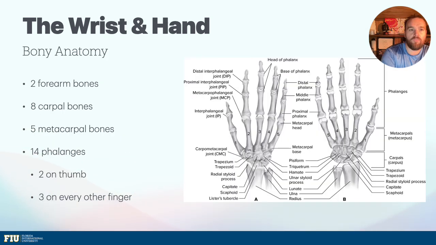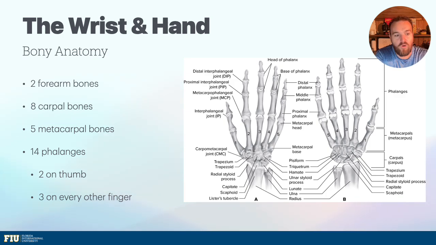So when we talk about the bony anatomy of the hand, you see all the different bones. As we talked about in one of the first lessons of this semester, more than 25% of all of the bones in our body are contained within our hands and within our feet. If we look at each one of our hands, we can see that it has 14 phalanges, 5 metacarpal bones, and 8 carpal bones.